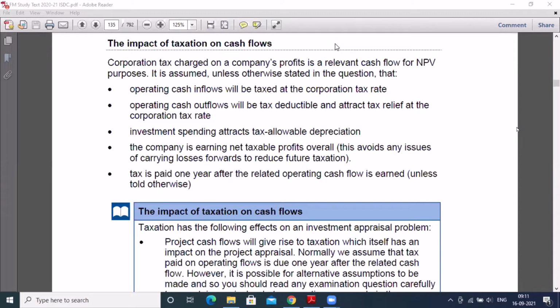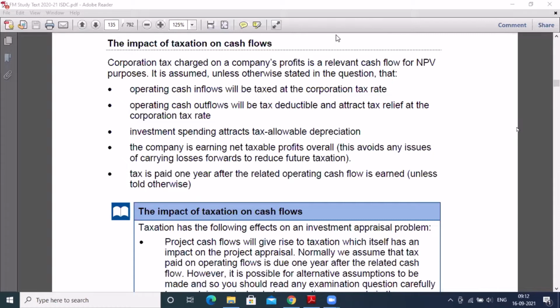The company is earning net taxable profits overall, and this avoids any issues of carrying losses forward to reduce future taxation. Very important point. Net taxable profit means after deducting the expenses from the revenue. Now, what is the reason for considering the net taxable profit? Suppose you are not deducting the expenses, and there is a possibility here of losses. This avoids any issues of carrying losses forward to reduce the future taxation.